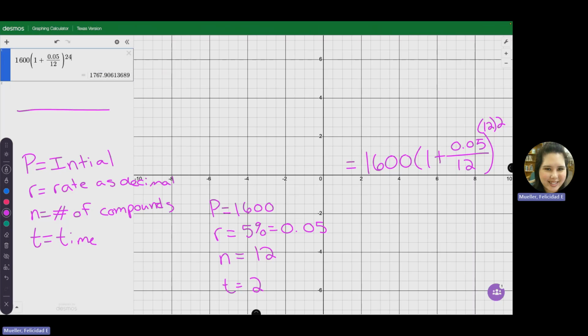And we do get our answer right here. We are going to round to 2 decimal places because we're talking about money. So my answer is going to be 1767.91 for our final answer. But for the most part, this one is they just plug it into the calculator and tell me how much it is.